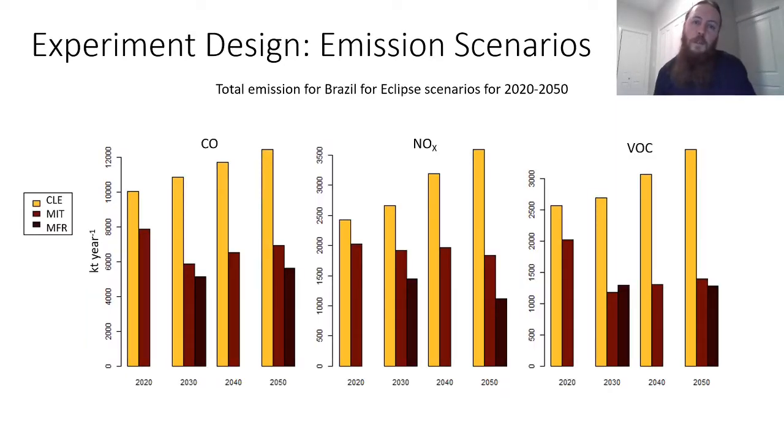In this slide, I'm showing the total emissions for Brazil for my three emission scenarios. The CLE is the yellow one, the red one is the mitigation scenario, and the last one, the dark bar, is the maximum feasible reduction scenario. So we can see that in the current legislation, the emissions always increase. It's the scenario with more emissions. We have a reduction of emissions in the mitigation scenario, and even more reduction in the maximum feasible reduction scenario. But these two scenarios are not so different in total emissions.